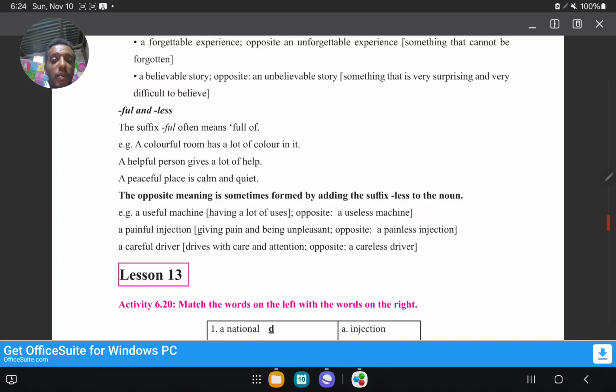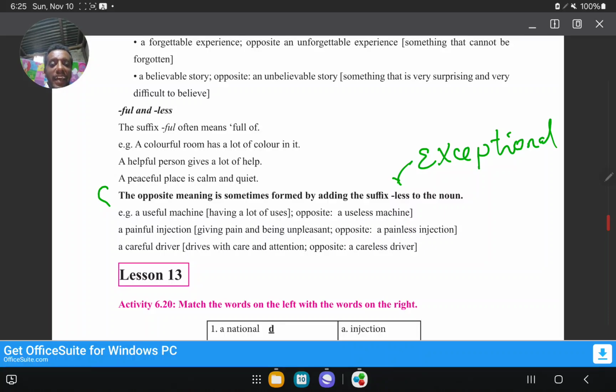The prefix changes the meaning of the word, and the suffix does not change the meaning, rather the class. This is exceptional. Less can make the opposite. For example, fruitful means having fruit, and fruitless means without fruit.